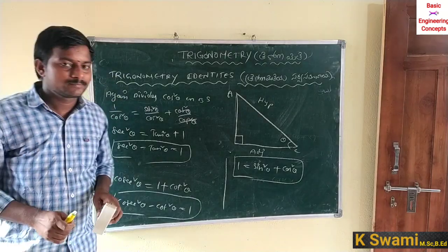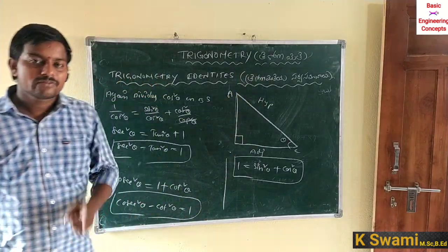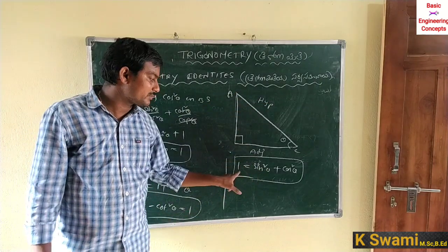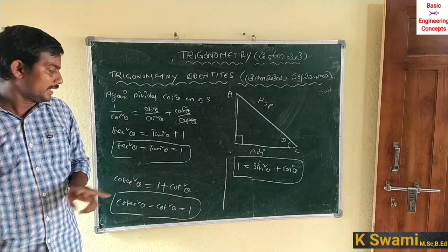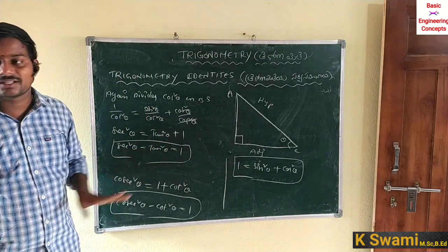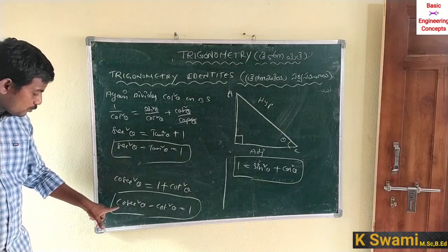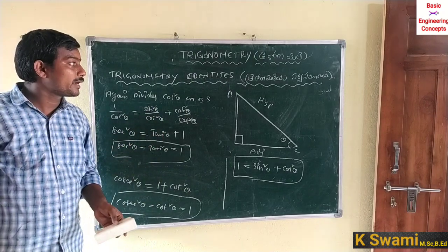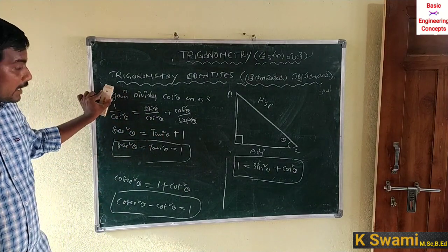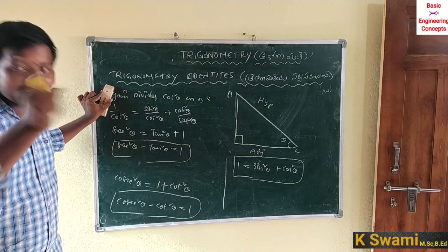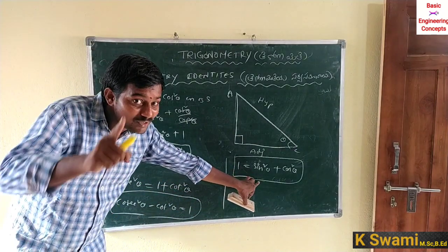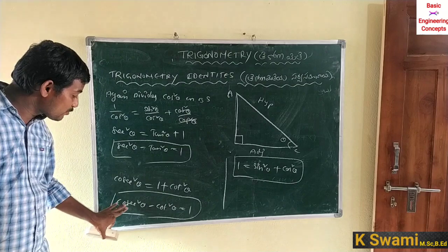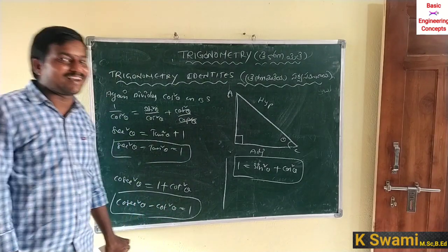The first of the trigonometric identities is sin square theta plus cos square theta is equal to 1. And second, secant square theta minus tan square theta is equal to 1. And finally, cosecant square theta minus cot square theta is equal to 1. These are called the trigonometric identities. Very, very important. Sin square theta plus cos square theta is equal to 1, secant square theta minus tan square theta is equal to 1, and cosecant square theta minus cot square theta is equal to 1. Okay.